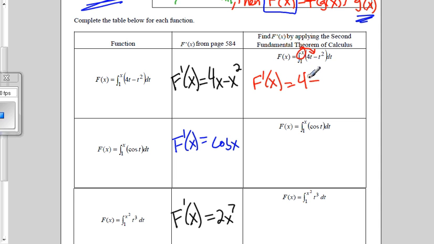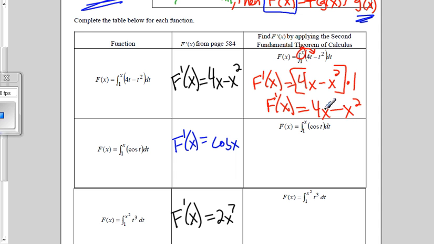4x. So we go through, we put an x in, we get 4x minus x squared, and then we multiply by the derivative of the upper interval. The derivative of x is 1, and we get the same answer. So capital F prime equals 4x minus x squared, which just saves us a couple steps. Instead of doing the fundamental theorem of calculus, simplifying, and then taking the derivative, the second fundamental theorem just says, if it's in this format where there's a function up here, you can skip to the shortcut.